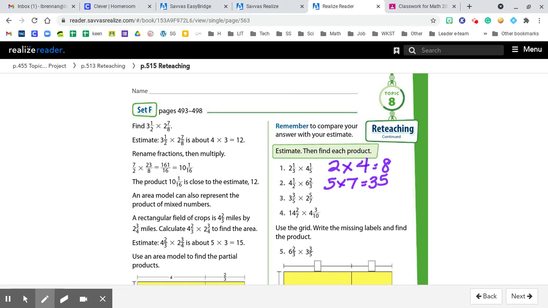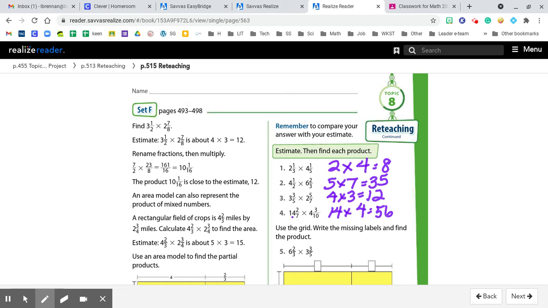3 3/5, it's over, so I'll round that to 4. 2 5/7 is over, so probably round to 3, which gives 12. And 14 2/7 would round down to 14, and 4 3/10 would round to 4. So that's 56. So that was the estimating.